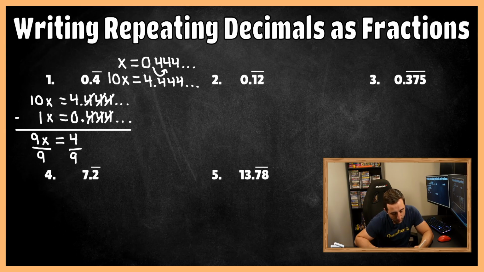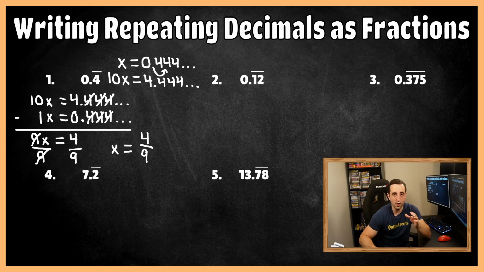9 divided by 9 is 1, or just x, equals, and since we want to leave this as a fraction, we're just going to leave it as 4/9. So our final answer for this is x is equal to 4/9. So 0.4 repeating as a fraction is 4/9. We can't simplify this at all, so this is our final answer.